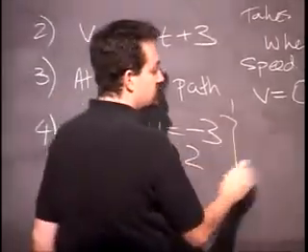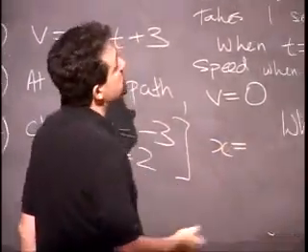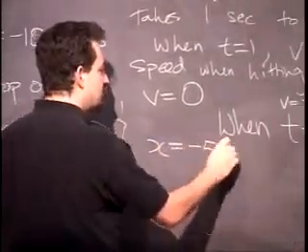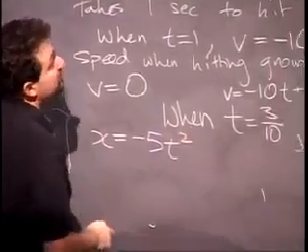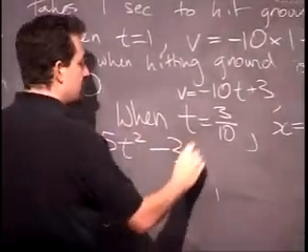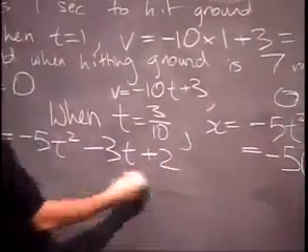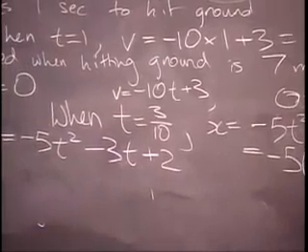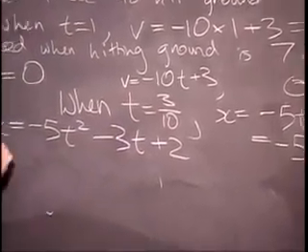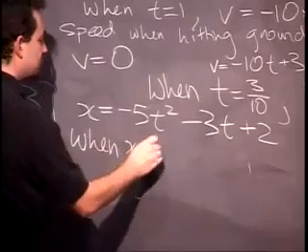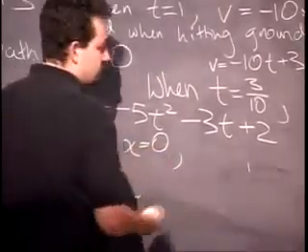So the equations lead to x, the position, is minus 5t squared, but instead of plus 3t, it's going to be minus 3t plus 2. And to solve part 4, you need to work out when x is 0, that means it's on the ground, and you solve this again.